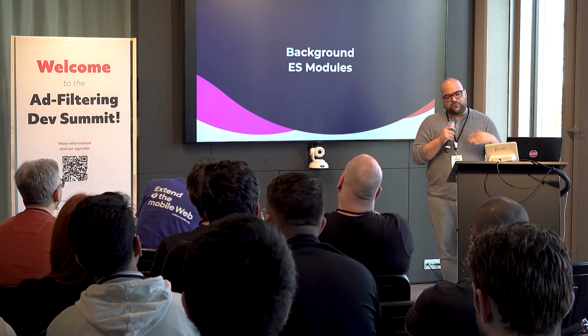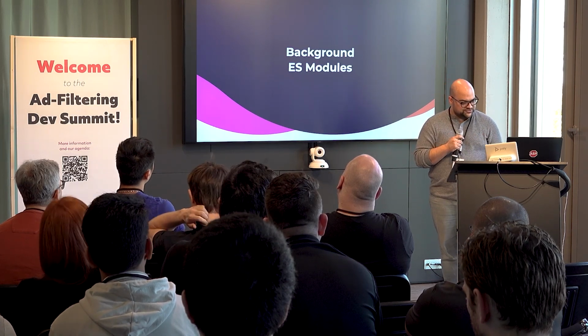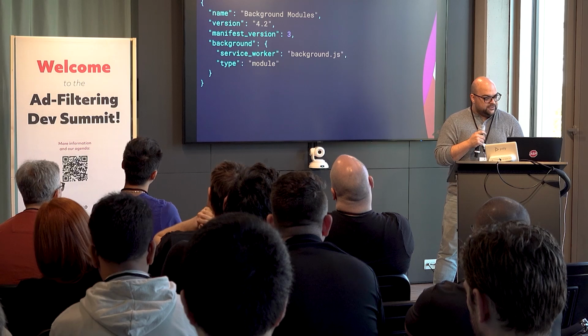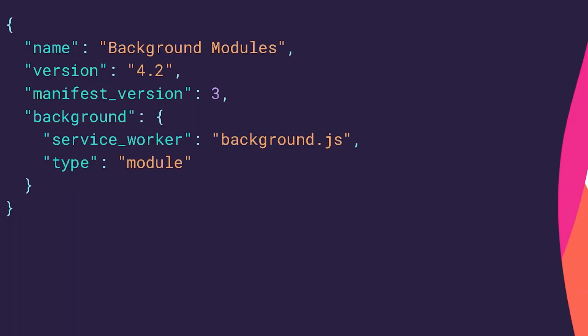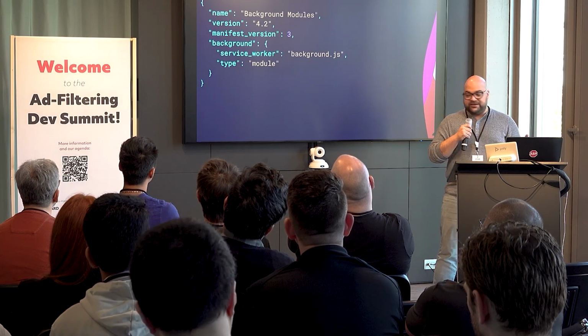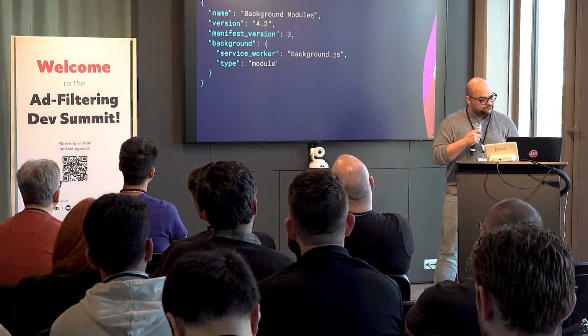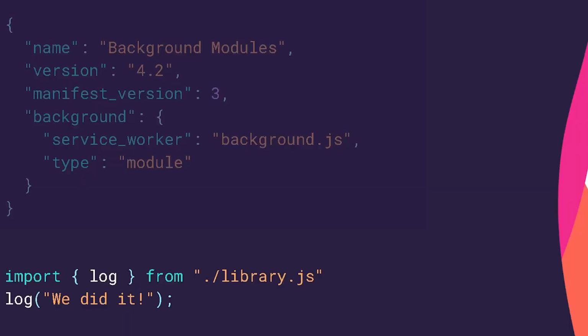In the background, you might want to load ECMAScript modules or ES modules or JavaScript modules, whatever you want to call them. So with the introduction of Manifest v3, one of the capabilities that Chrome introduced was the ability to have a service worker file and specify type module to load that script as a module. That's cool and super flexible, and it's great. So you can do things like import log and then log, we did it.